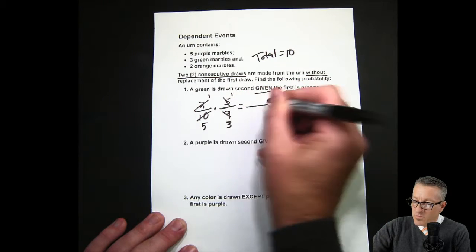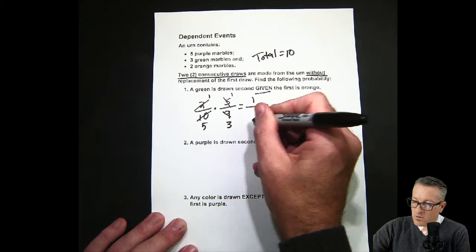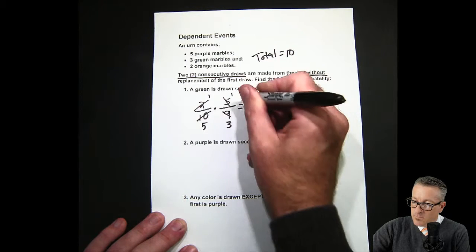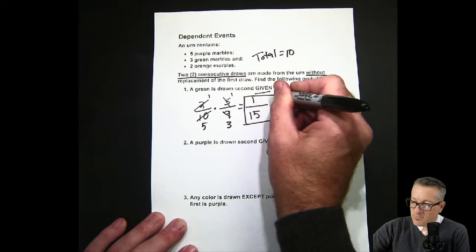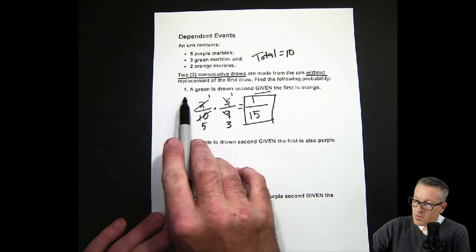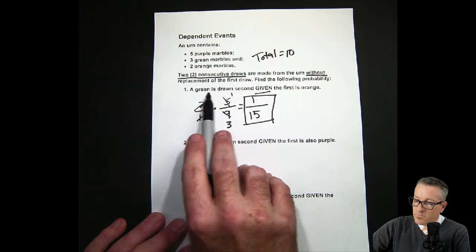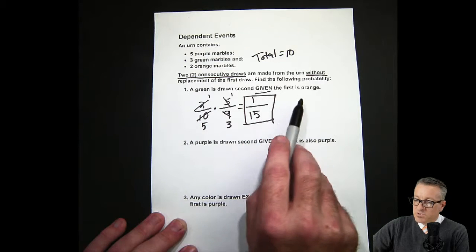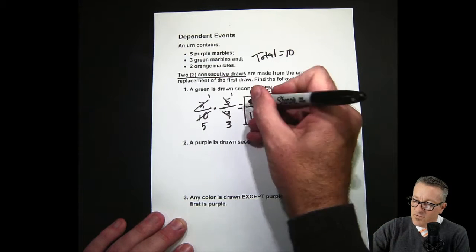Our final probability is 1 over 15. That is the probability of drawing a green, a green is drawn second, given the first is orange. 1/15.